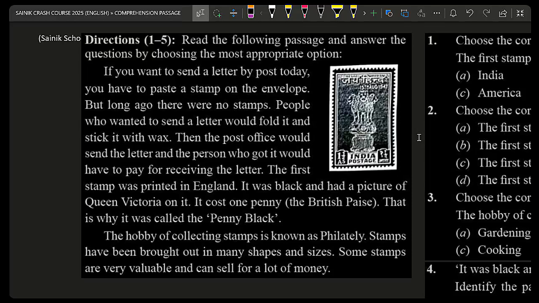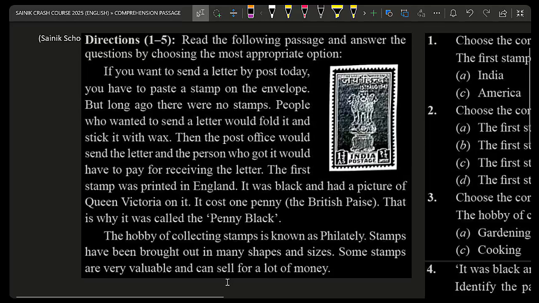Stamps were printed in many shapes and sizes. Some stamps are very valuable and can sell for a lot of money. Okay, if they are old enough, yes. So some old stamps were very valuable and cost a lot of money. Okay, very good, Vaishnavi. Nice explanation.